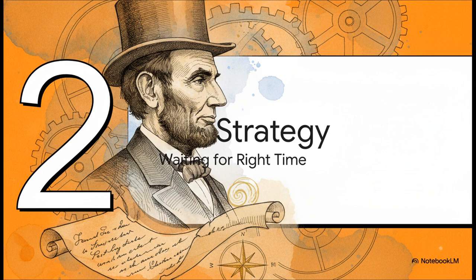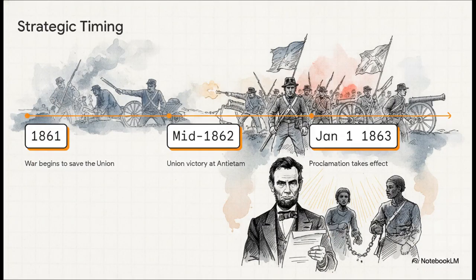Section 2. The Strategy. Waiting for the right time. So put yourselves in President Lincoln's shoes for a second. You know you need to make this bold move, but you can't just do it on a random Tuesday. You have to wait for the perfect strategic moment. Timing and leadership is absolutely everything. Looking at this timeline, by mid-1862, things were looking pretty rough for the Union Army. If Lincoln had dropped the proclamation then, well, it would have looked like total desperation, right? Like a last-ditch effort from a losing side. He needed a big win first, and he finally got one at the Battle of Antietam. It was only after that crucial victory that he announced the proclamation would actually take effect on January 1, 1863.